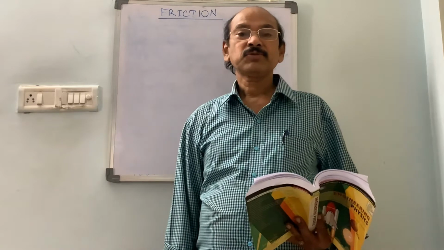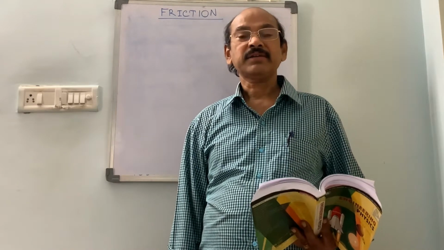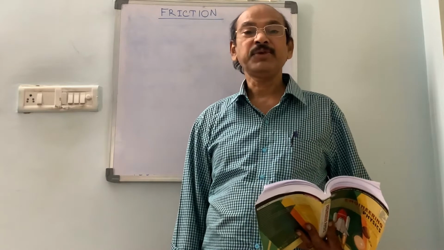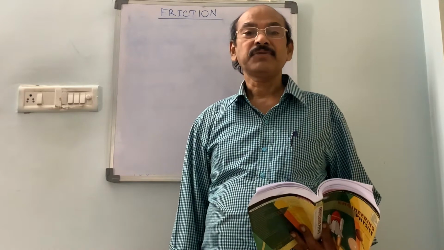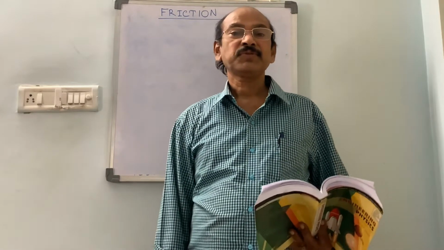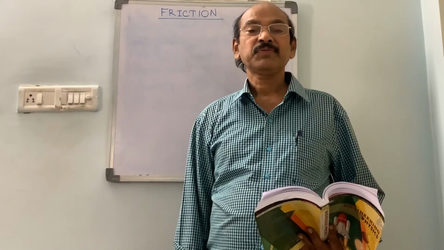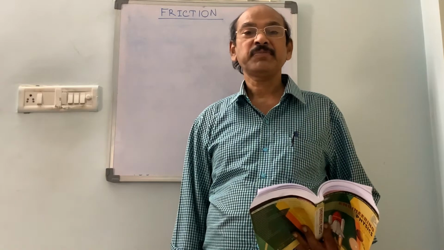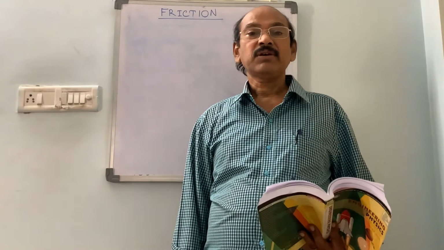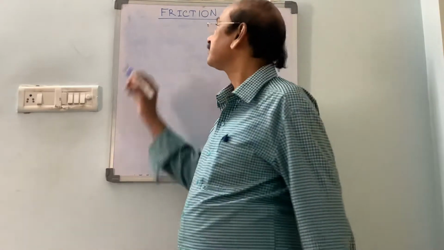When two bodies are in contact, then there exists an opposing force to their relative motion called frictional force, or simply called friction. So friction is a force which opposes the relative motion between the two bodies in motion. The causes of friction.